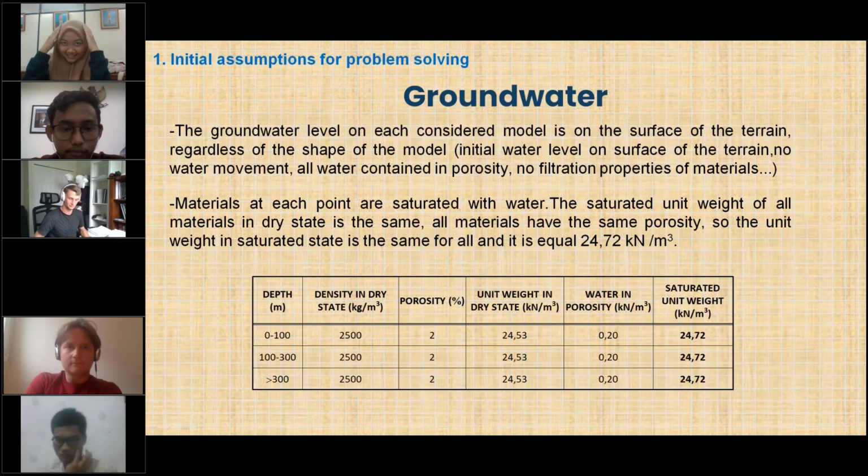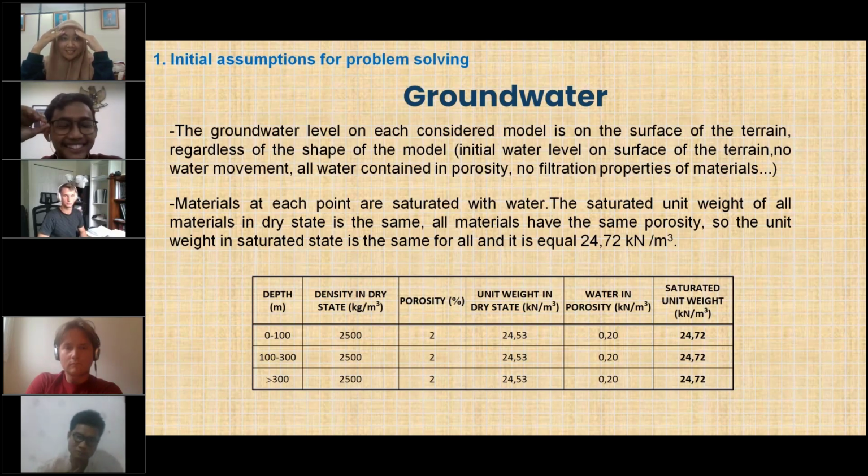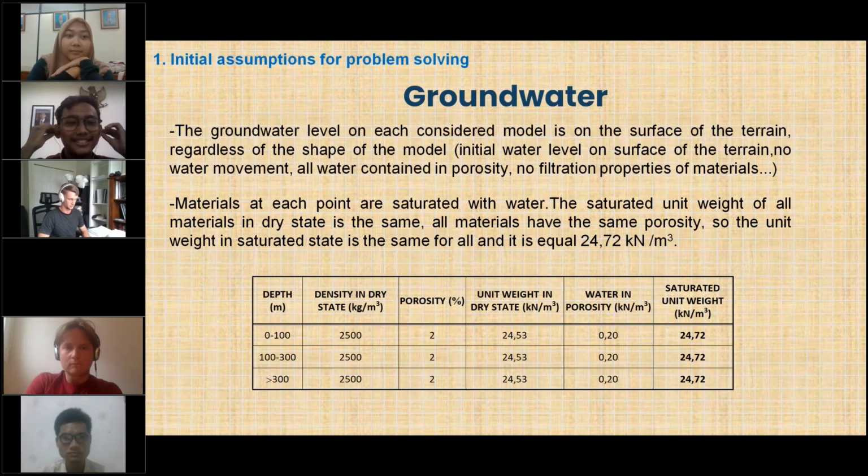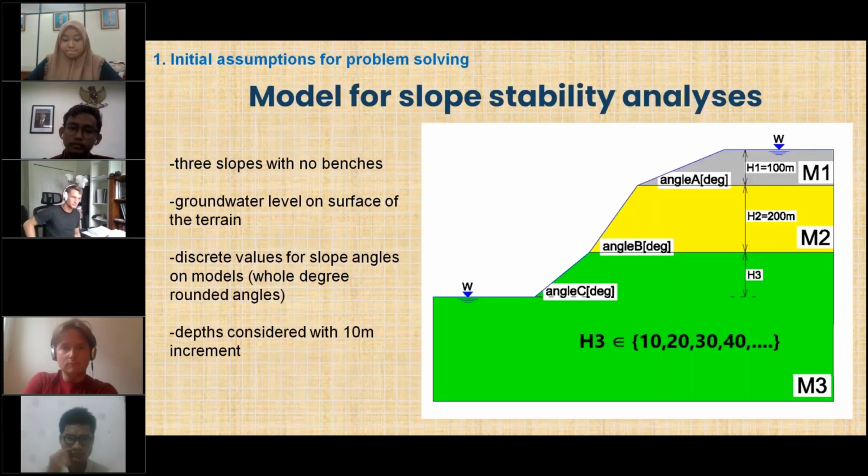The only assumption for the groundwater level, in accordance with the text of the task, considering that there is no water movement, nor do we have filtration coefficients for the given materials, is that the groundwater level in each considered model is at the surface of the terrain, regardless of the shape of the model. Based on this, we adopted that the material at each point is saturated with water, and the unit weight in a saturated state is the same for all materials and equals 24.72 kilonewtons per cubic meter.